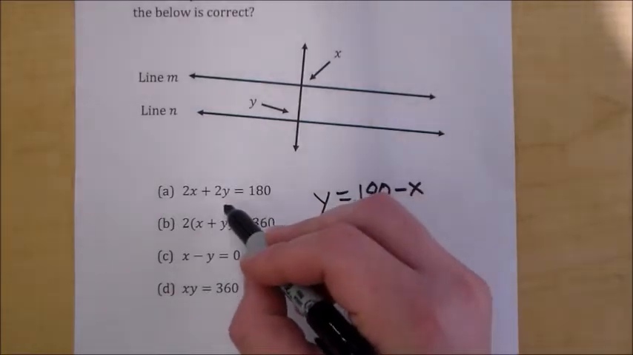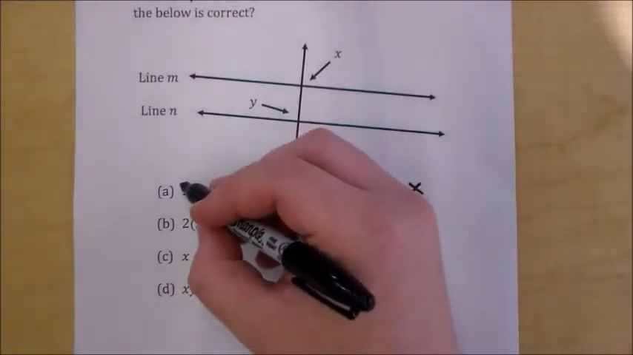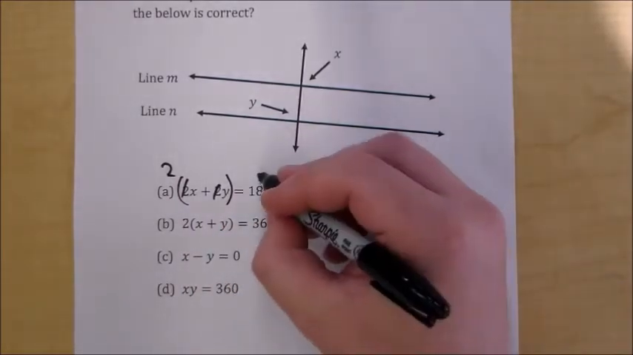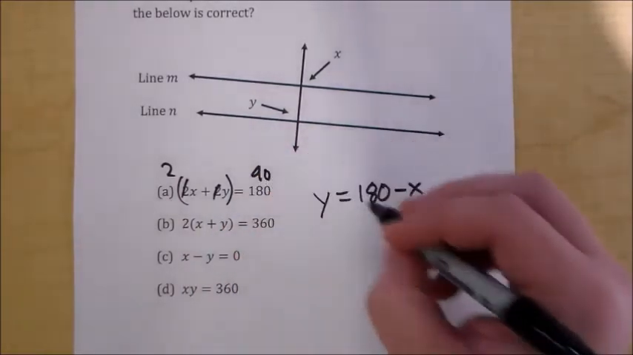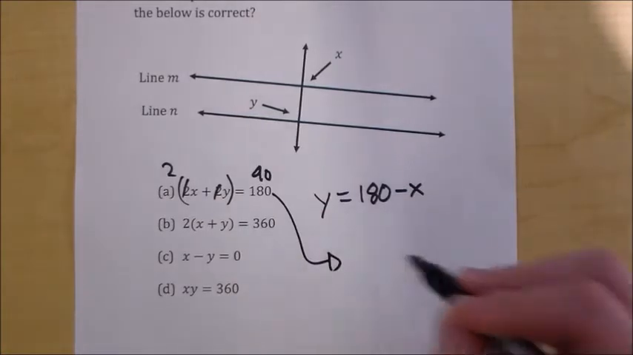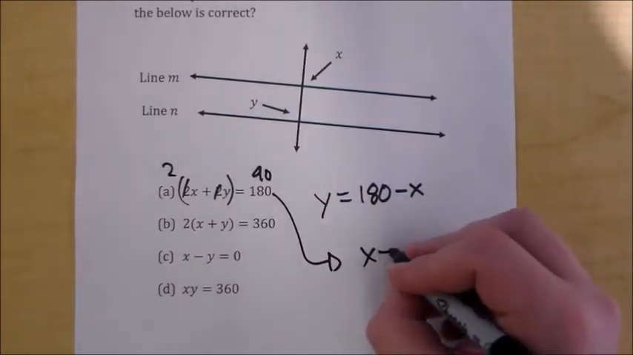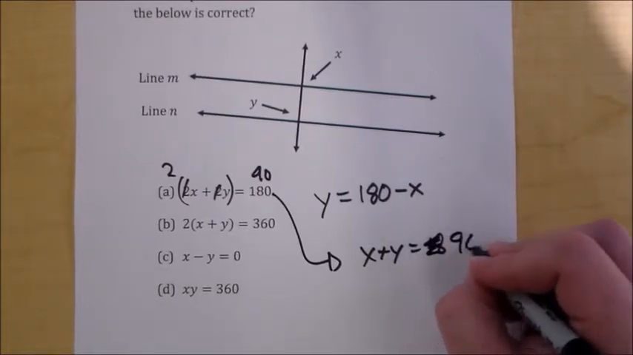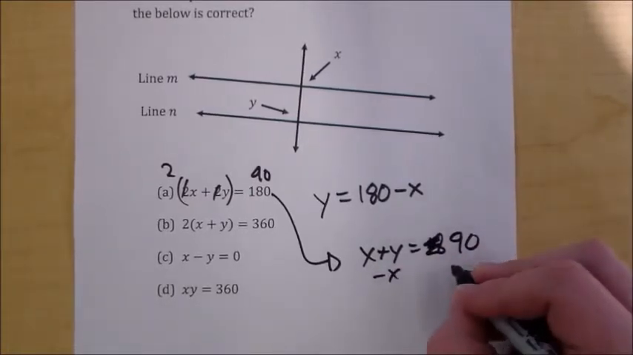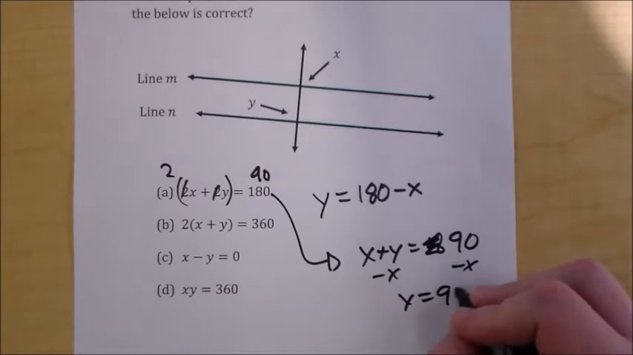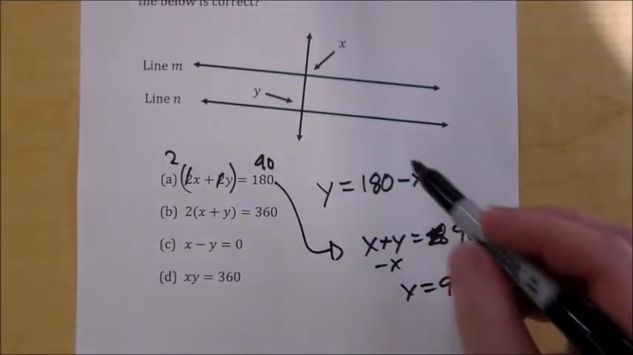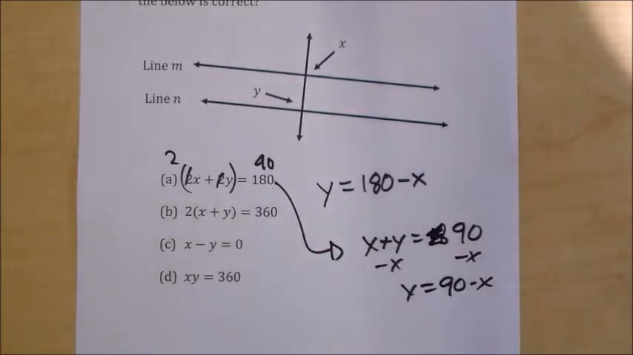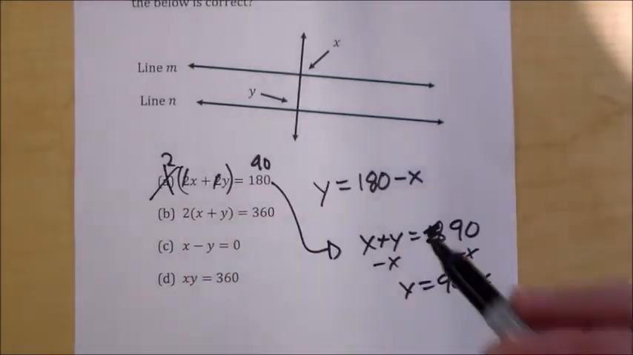So here, let's take a look at this one. If you factor out a 2, and then I'm going to divide both sides by 2, I'm going to get 90. So after I do that, this distractor here, because it is wrong, is going to be x plus y equals 90. And then I have minus x from both sides. I'm going to have y equals 90 minus x, which is not the same thing, so I know it's wrong. But look at what I did. I factored out a 2, right? And then I divided both sides by 2. You're wrong.